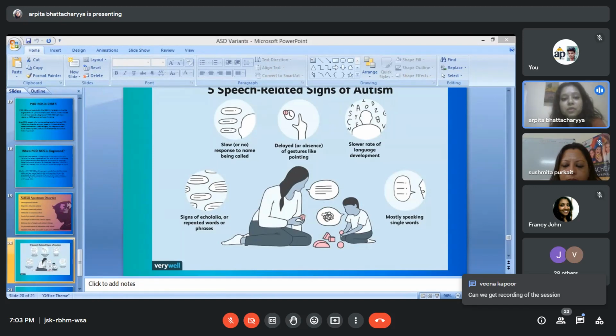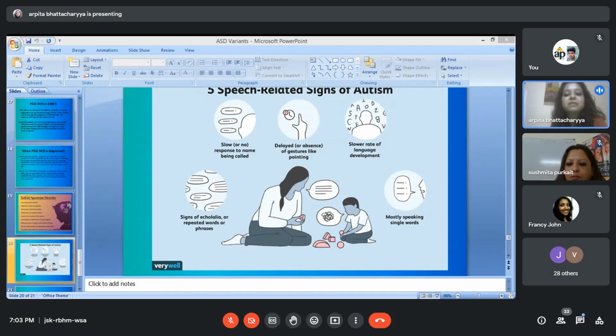Slow rate of language development. Yes, age-appropriate language development is not happening. There's a speech delay. There's a limited vocabulary. When a child should be talking about 900 words and the child is saying just 5 words. So there's a very limited vocabulary. Signs of echolalia or repeated words or phrases.